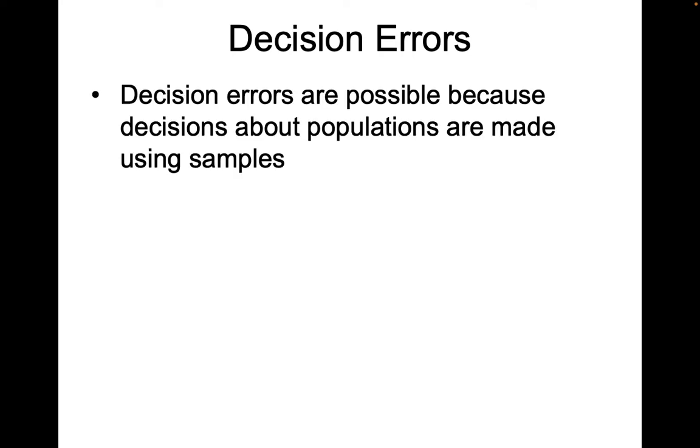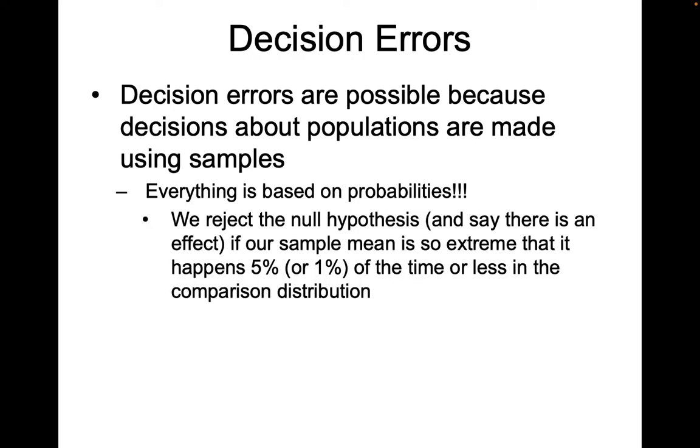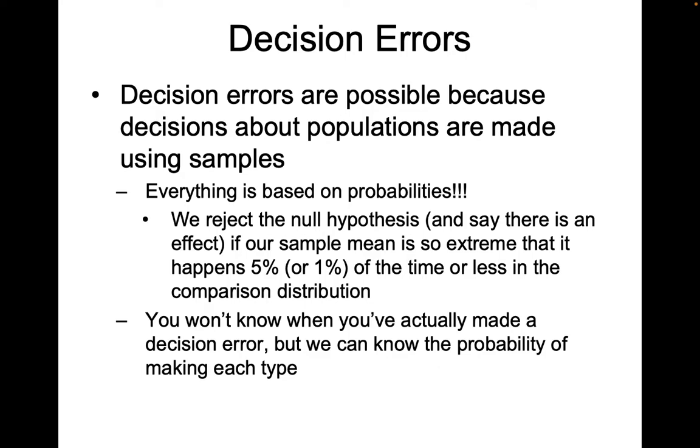Decision errors are possible because decisions about populations are made using samples and because everything is based on probabilities. So we reject the null hypothesis. We say that there is an effect if our sample mean is so extreme that it happens 5% or 1% of the time or less in the comparison distribution. Okay. It's all based on probabilities. Now we won't know when you've actually made a decision error, but we can know the probability of making each type of error.